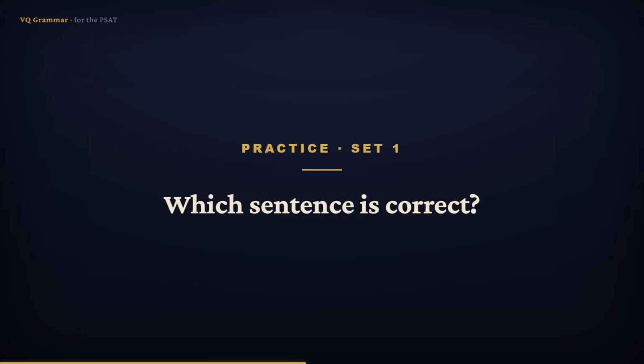In this first set, two sentences say almost the same thing, but only one avoids the double negative. Count the negatives in each and pick the one with exactly one. Pause and try each one before I answer.